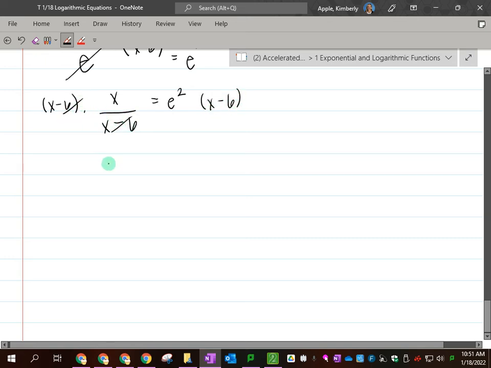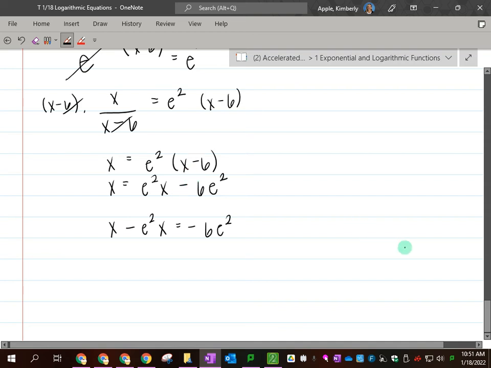So that'll cancel, and I'm left with x equals e squared times (x minus 6). I can't get this x over here with the other one like I want, because it's in parentheses jail. And so I have to break it out by distributing the e squared. At that point, these are added or subtracted, so I'm going to subtract e squared x from both sides. I can't divide it because it's locked up by this subtraction symbol.